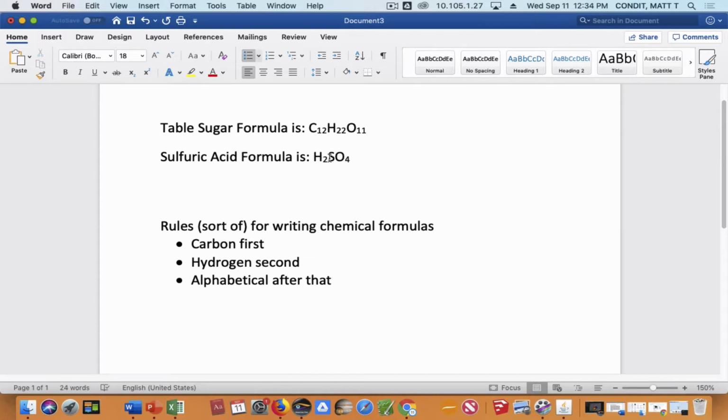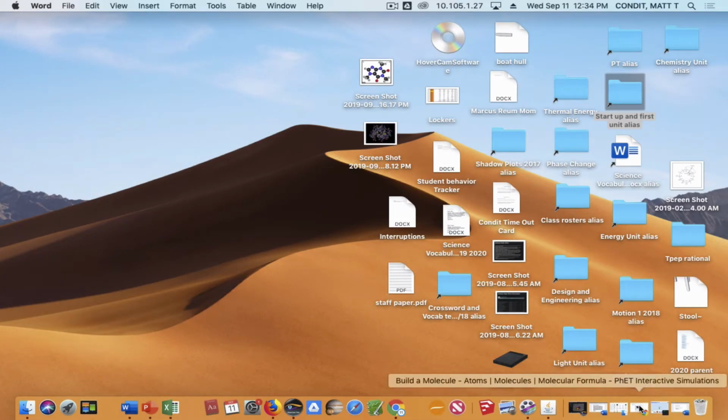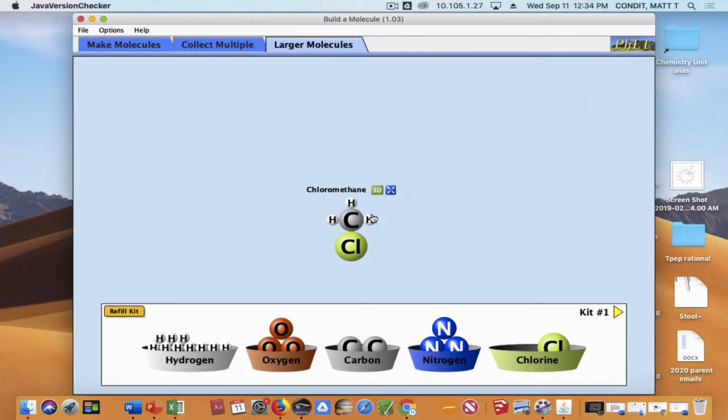Again, we don't care if you can write these perfectly, as long as whatever you write tells all the kinds of elements and the numbers of them. So, your first task is to go ahead and write a chemical formula for chloromethane, which is what you see right here. And I'm going to show you another molecule that I want you to do the same thing with in just a minute, so you may want to pause this while you write this chemical formula.